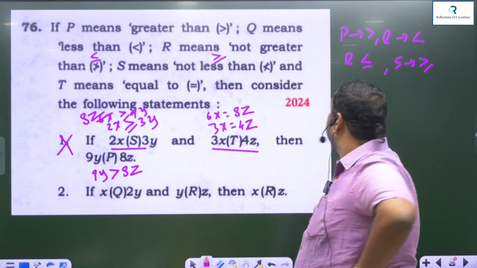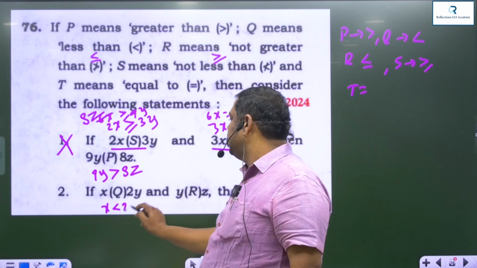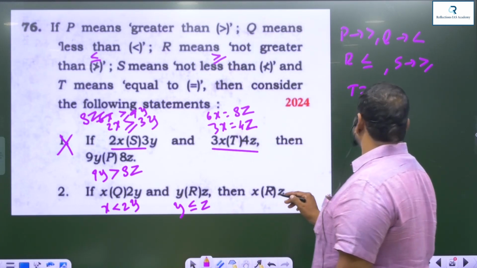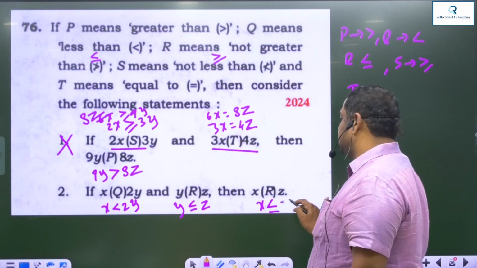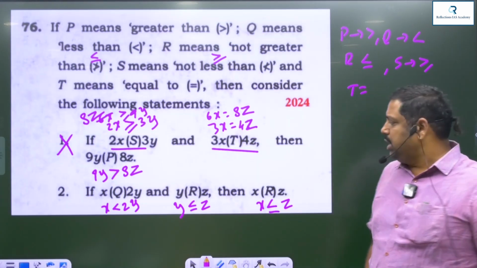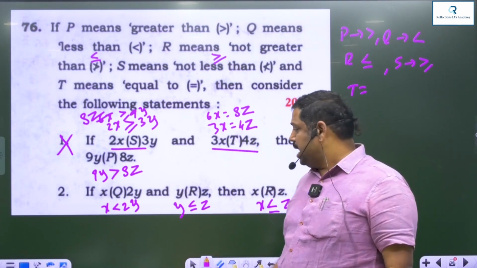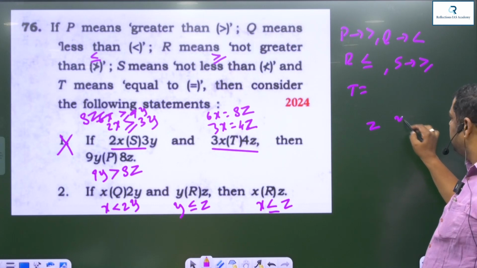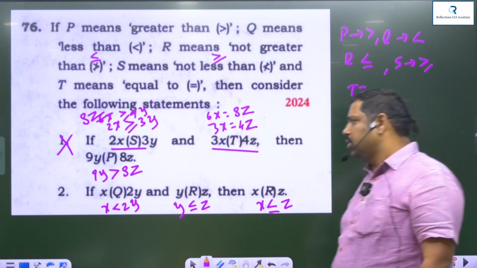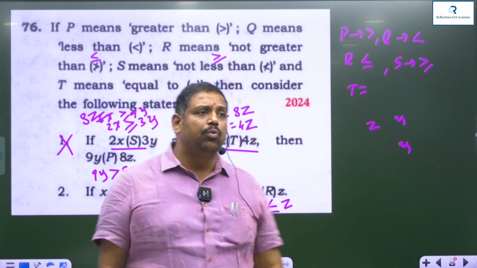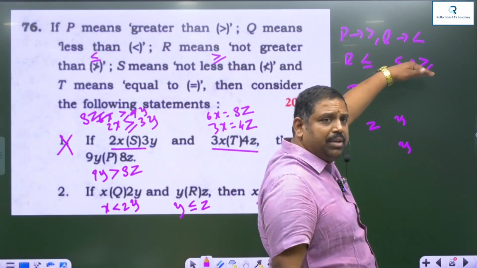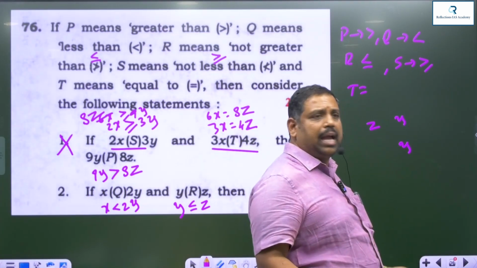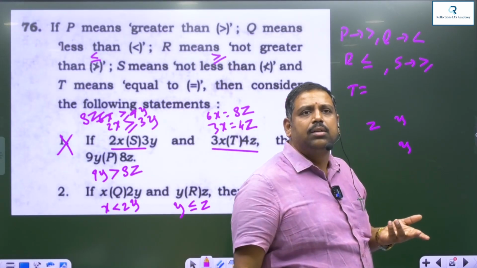The next one. X Q 2y. Q means less than. X is less than 2y. Y R Z. R means less than or equal to. He is asking whether X is less than or equal to Z or not. Okay. So X is less than 2y. And Y is less than or equal to Z. But observe that this is Z here. Y will be either here or here, less than or equal to. Yes or no? And what about X? X is less than 2y. Here, if it is Y, 2y is this one. Means above that. X is less than that. Less than that means it might be here. It might be here. I don't know. Am I able to compare Z and X or unable to compare? Say it loudly.